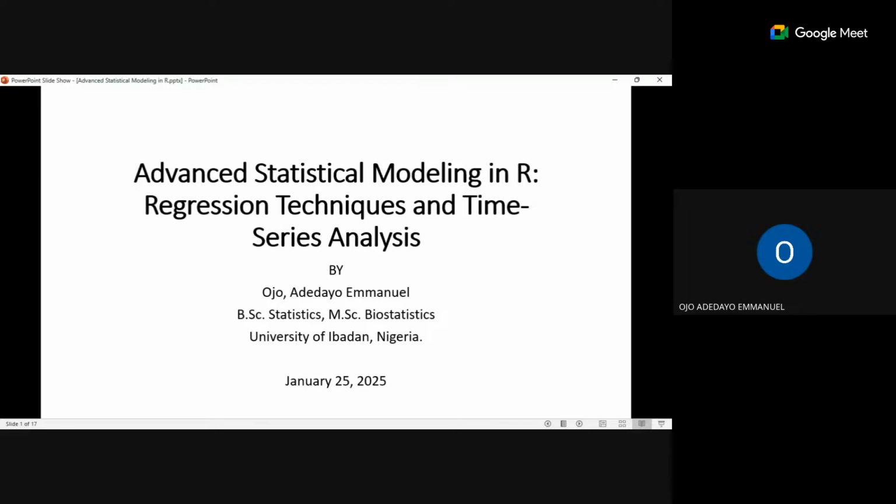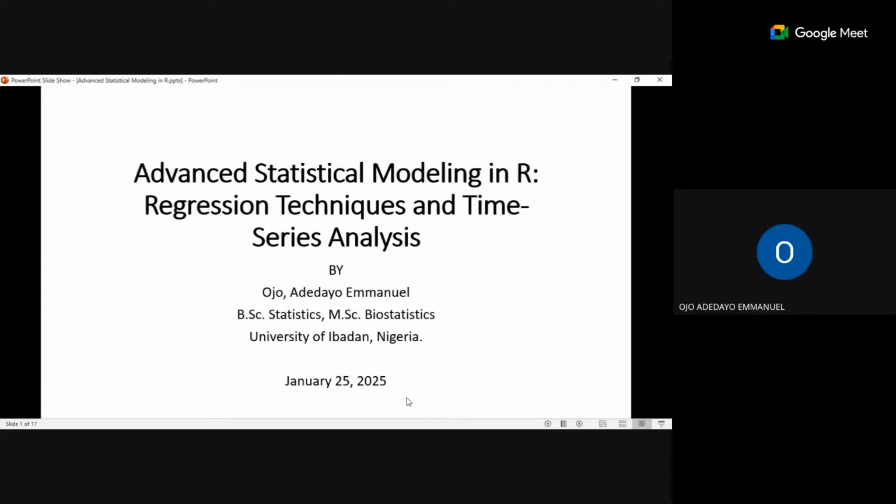So tonight we are going to be looking at advanced statistical modeling in R. Under this, we are going to be checking the regression techniques and the time series analysis. Both of them are statistical tools which fall under the inferential statistics in R, and it's one of the advanced statistics that we have.